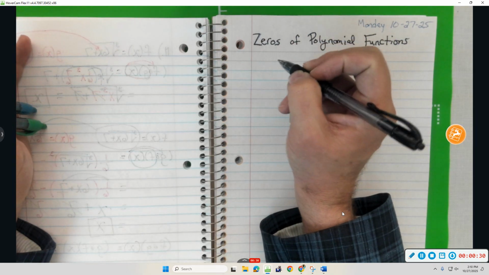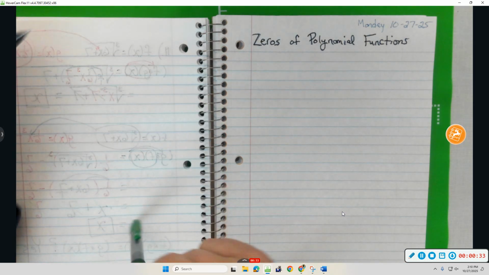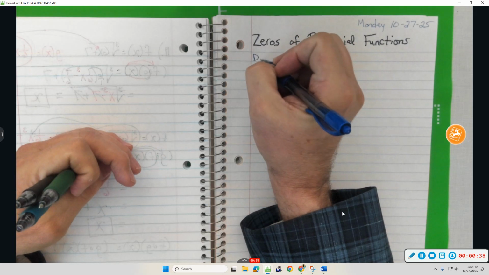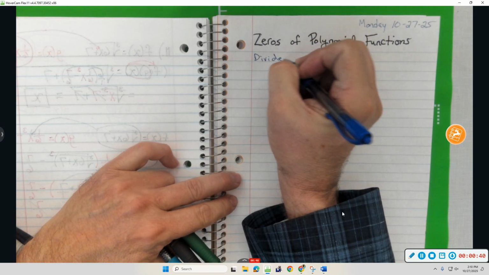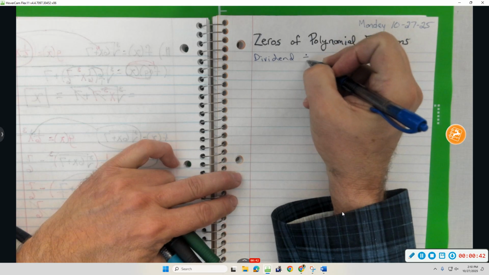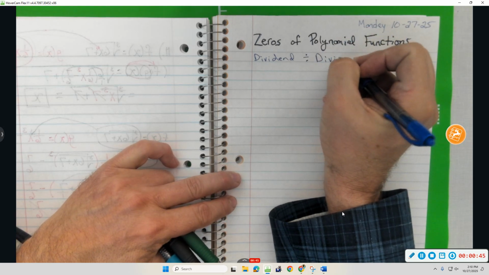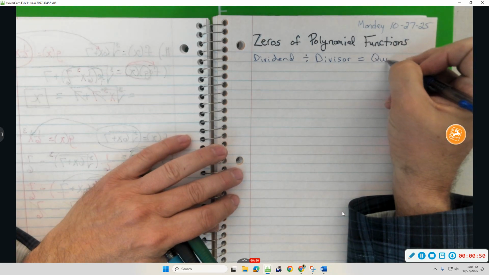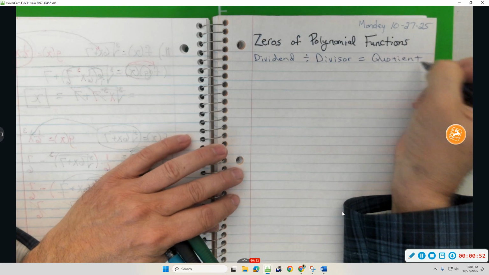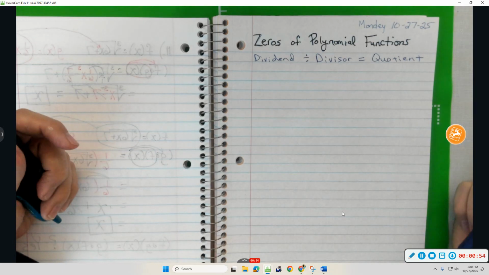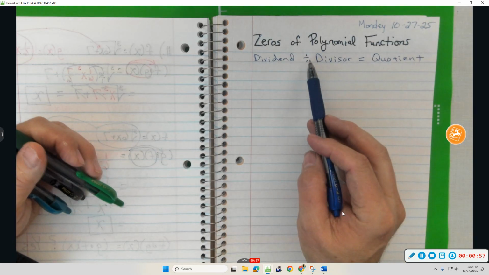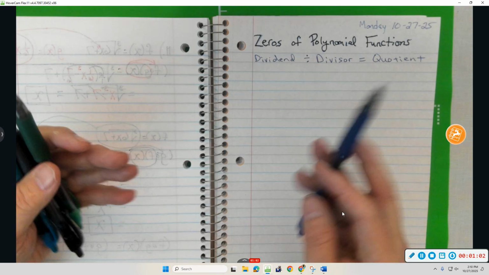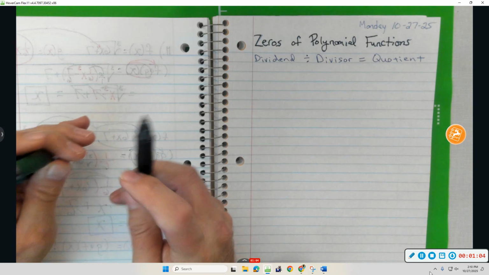There are several different ways of expressing algebraic division. One way: dividend divided by divisor is equal to the quotient. Remember that the quotient is the answer to a division problem. And that's probably the first way you saw division expressed, the dash and the two dots. Certainly not my favorite method of expressing division.